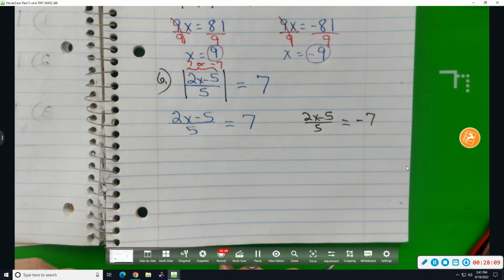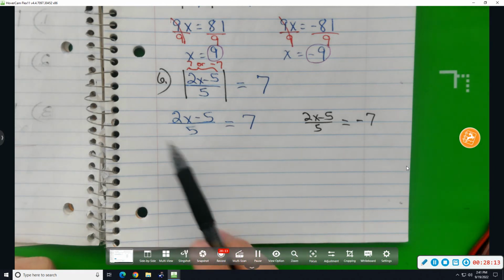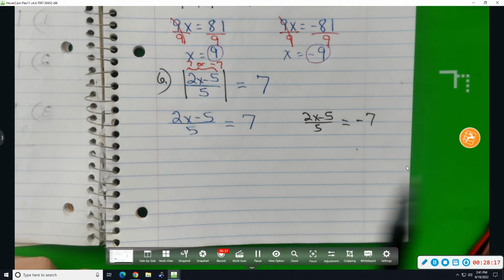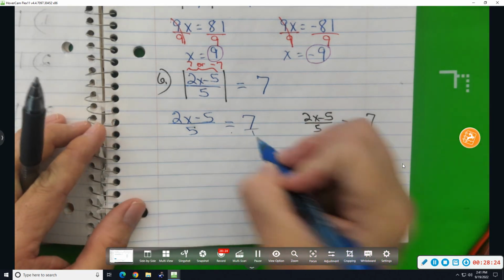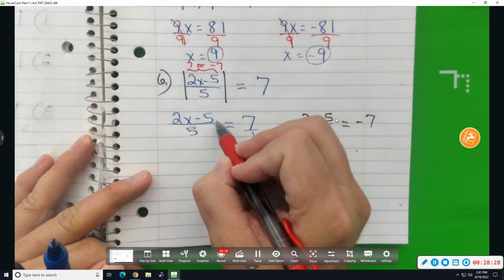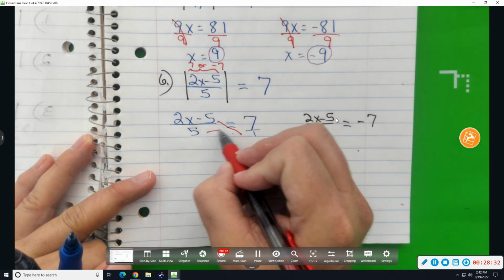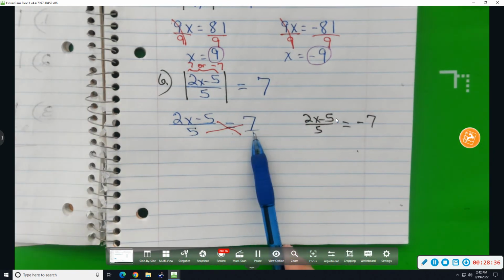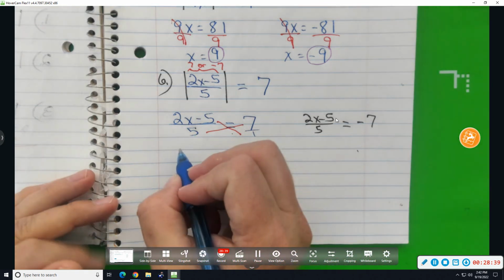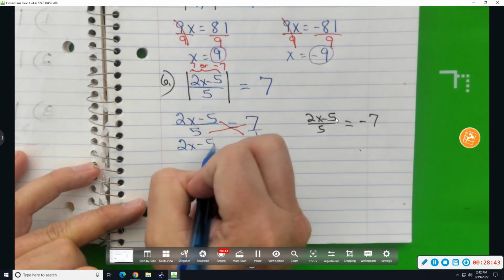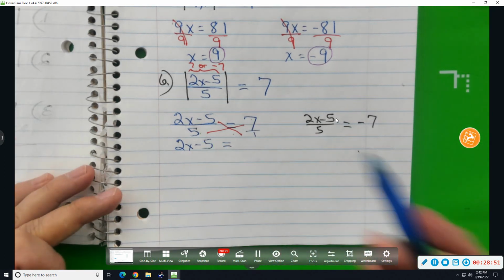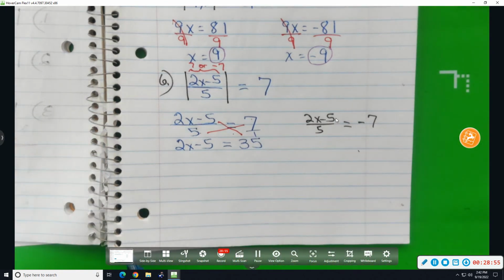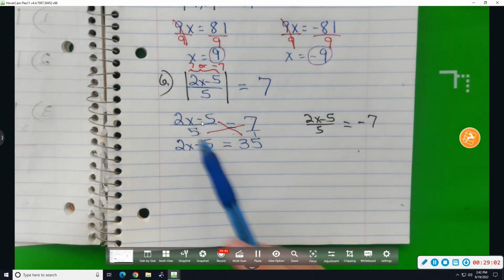And maybe the quickest way to solve this equation is to treat it as if it's a proportion. Have one fraction equals another fraction. Well, that's 7. That's like a 7 over what? 1. So just cross multiply. 2x minus 5 times 1 is equal to 5 times 7. 2x minus 5 times 1, though, that's easy. That's going to give us just 2x minus 5. What are we going to have on the right-hand side? 35. I agree. 7 times 5 is 35.